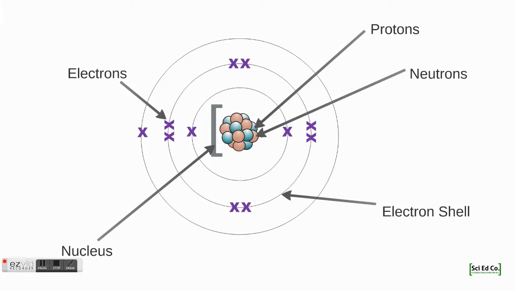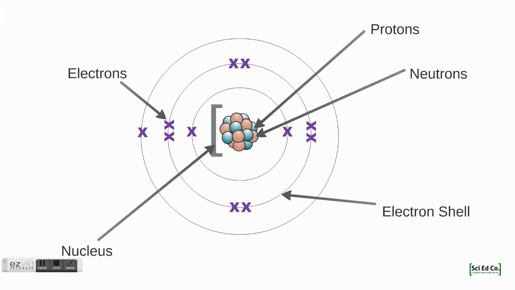Orbiting the nucleus, we find electrons. Electrons orbit the nucleus in electron shells. In my example here, sodium has 3 electron shells. In the first shell, we can see 2 electrons. These are represented by purple crosses. The second electron shell has 8 electrons, and the third electron shell has 1 electron. I'm hoping that by the end of this video, you'll be able to draw atoms.